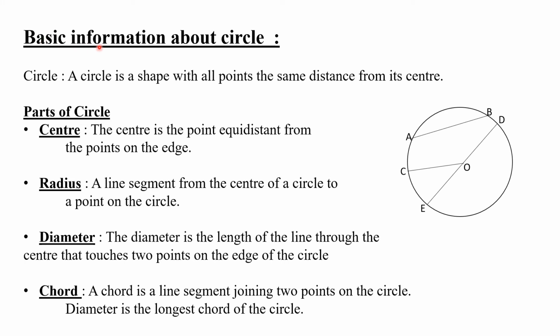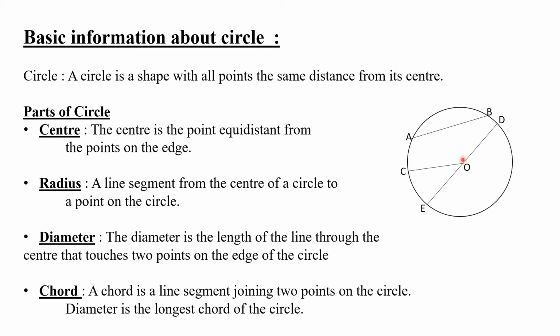Now we see basic information about circle. First definition is circle. A circle is a shape with all points the same distance from its center. Now we see the figure. In the given figure, A, B, C, D, E, all are the points on the edges of the circle and O is the center of the circle, and all these points are equidistant from the center of the circle.